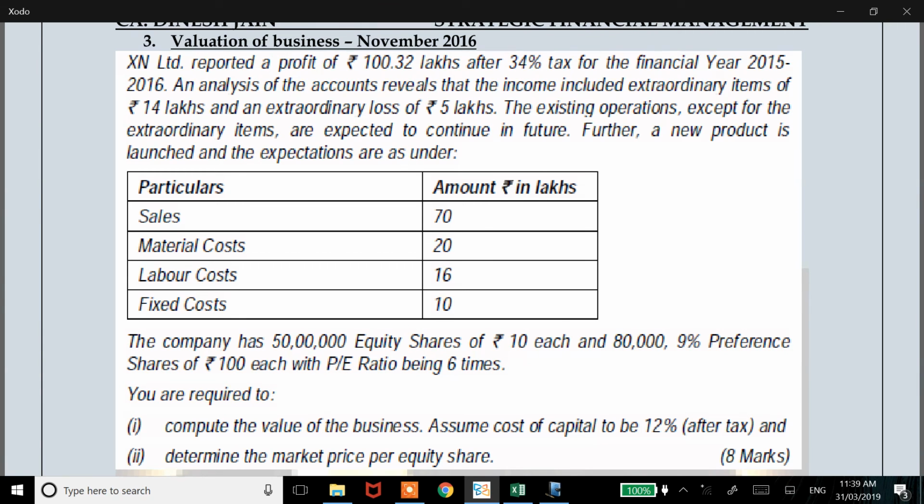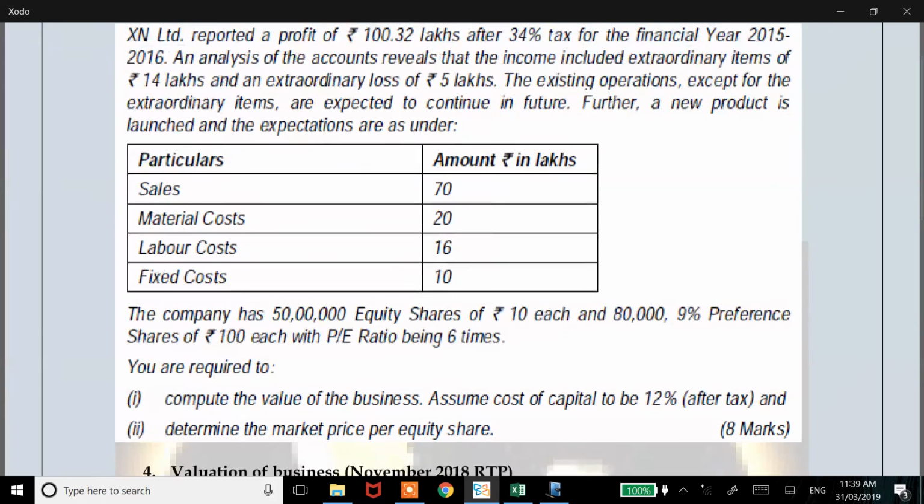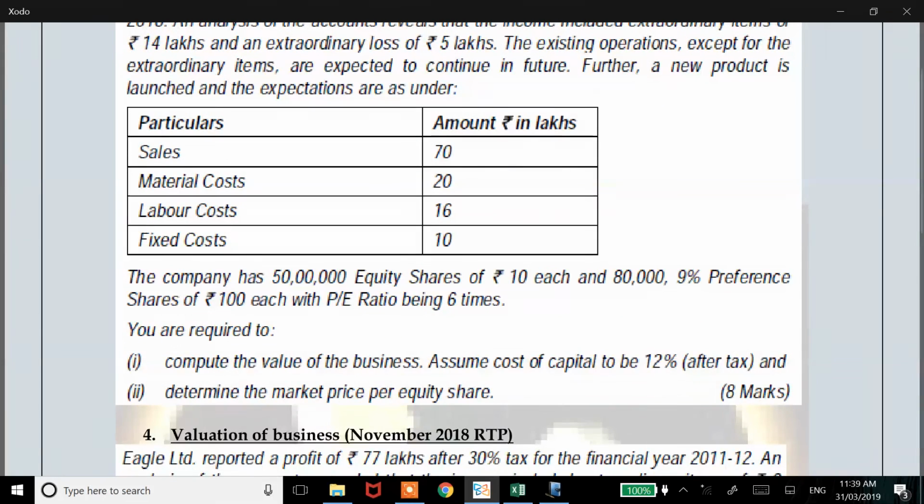Okay, I'll come to question 3. XN Limited reported a profit of 100.32 lakhs after 34% tax. Analysis of the account reveals some extraordinary items and extraordinary loss. Some new product is going to be introduced. Compute the value of the business. Assume cost of capital to be 12%.